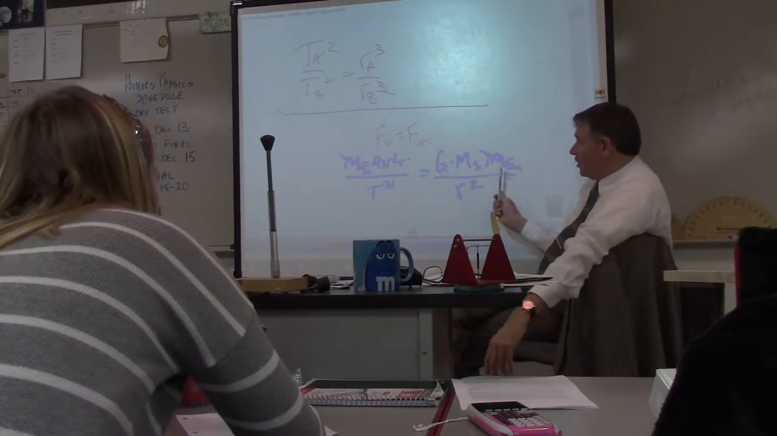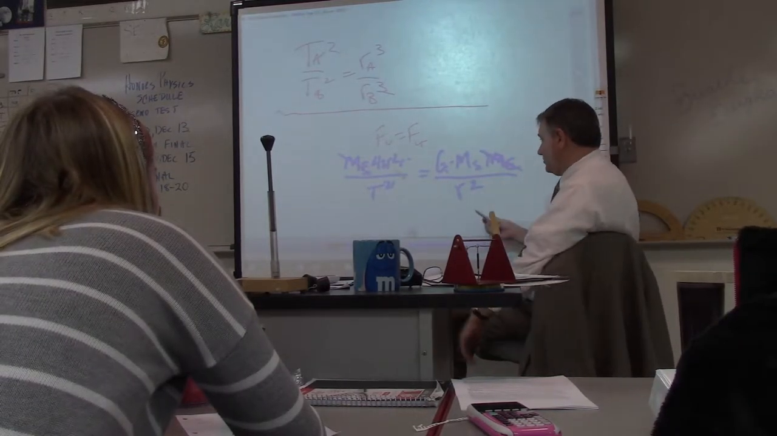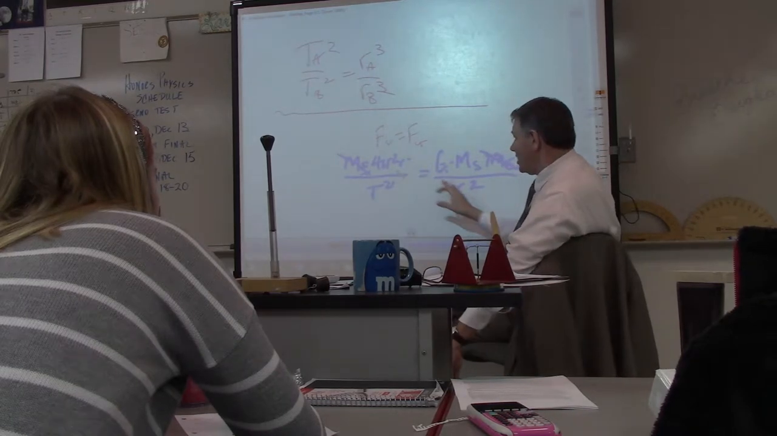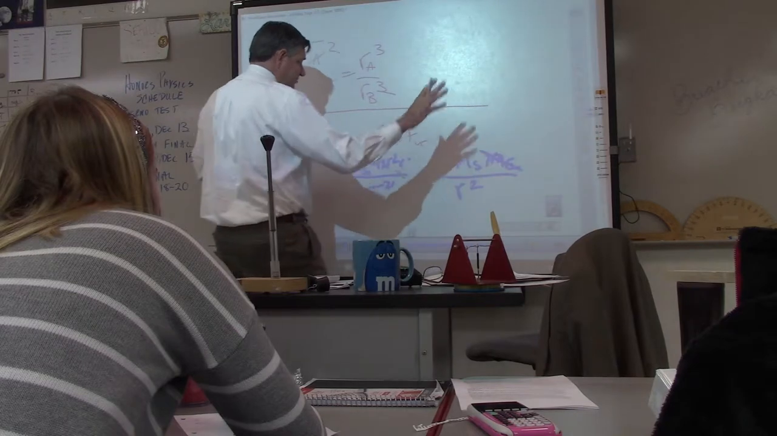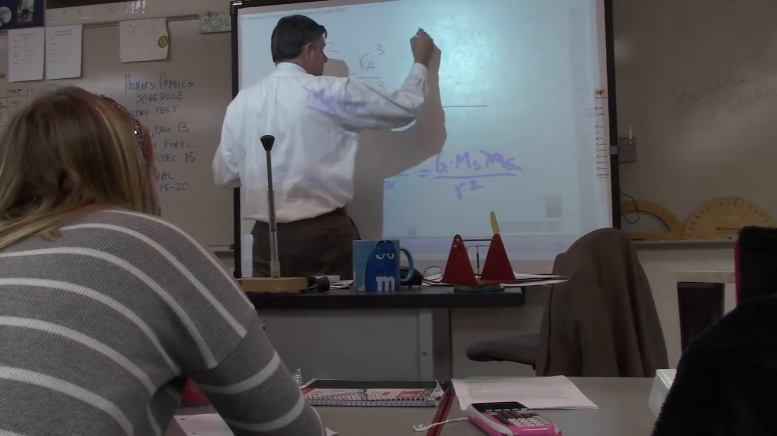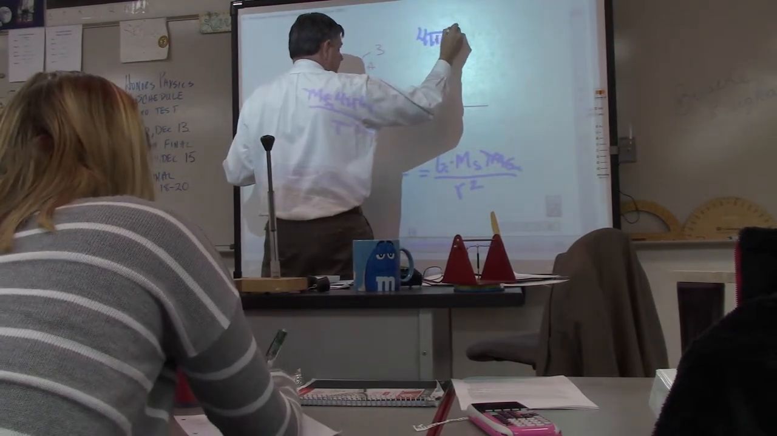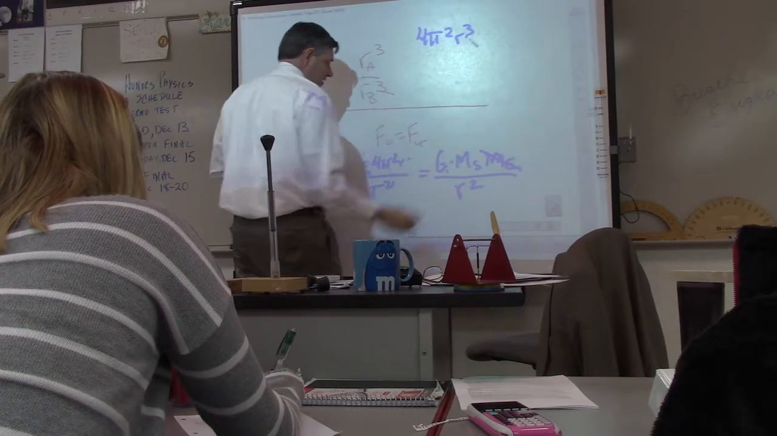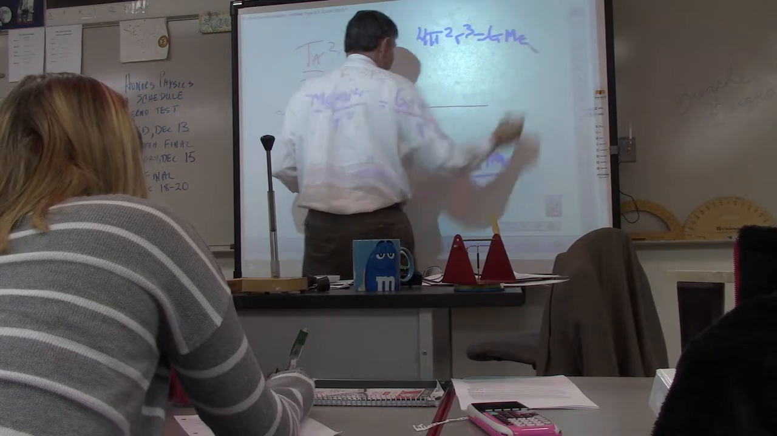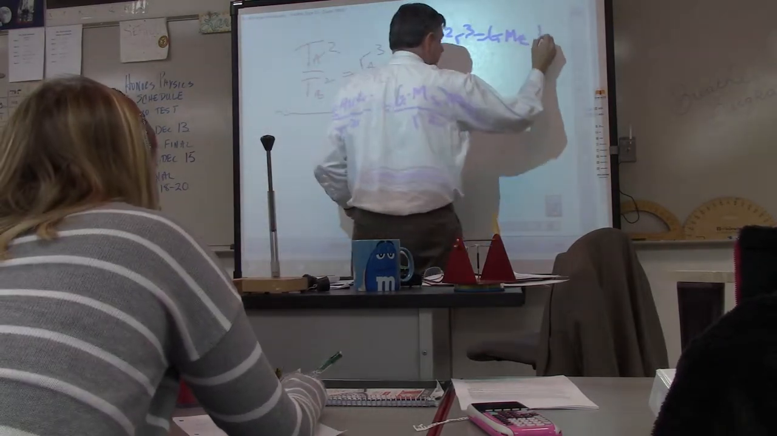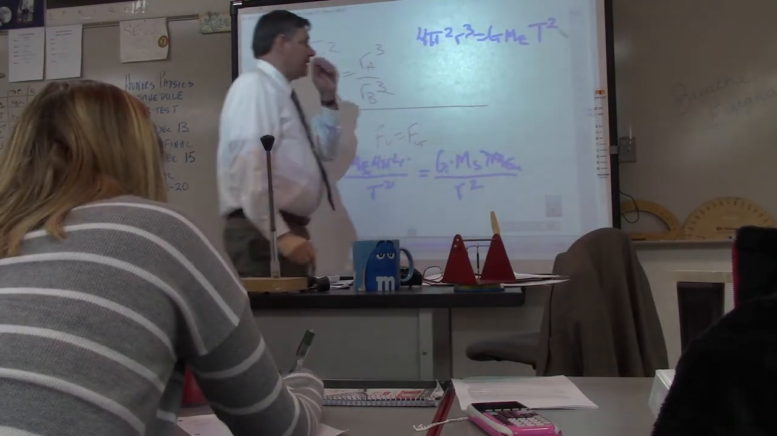So, what we did is we cleaned this thing up a little bit. Okay, and we did some cross multiplication, and we came up with this idea, and this is like the Swiss Army knife equation. We said that 4 pi squared r cubed equals big G times the mass of the Earth, whatever you've got, times t squared.